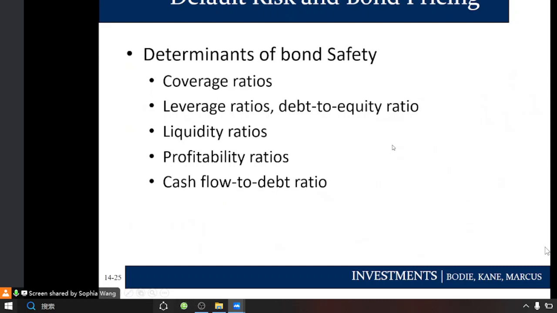And also, this can be default risk and bond pricing. The risk of the bond can be determined by several factors. The default risk can be determined by several factors: coverage ratios, leverage ratios, and liquidity ratios. These are important ratios in accounting. Several years ago, in a very early age, they used these to judge whether a bond has a default risk or not.